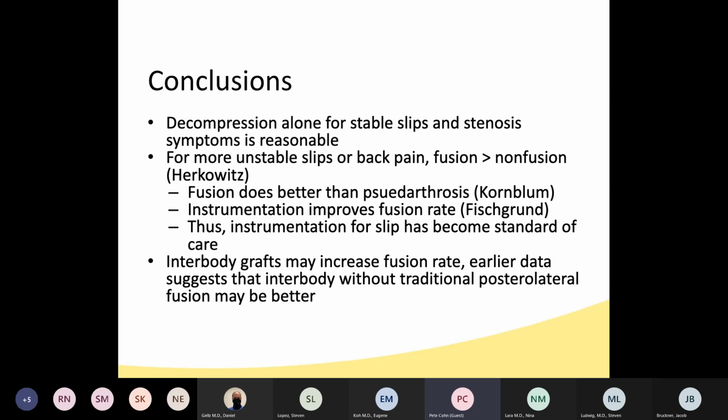And then for slips with more motion or for back pain, a fusion seems to do better than a non-fusion. And when you perform a fusion surgery, obviously a fusion will do better than pseudoarthrosis, and instrumentation tends to improve fusion rates. Thus, for us at least, if we are going to fuse, instrumentation for the slip has really become the standard of care. And then interbody grafts may increase our fusion rates. Some of the data suggests that potentially an interbody without posterior lateral fusion may do better.